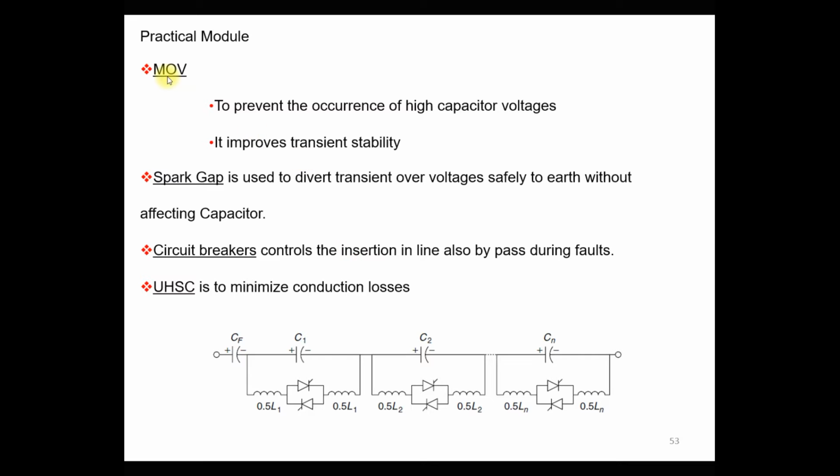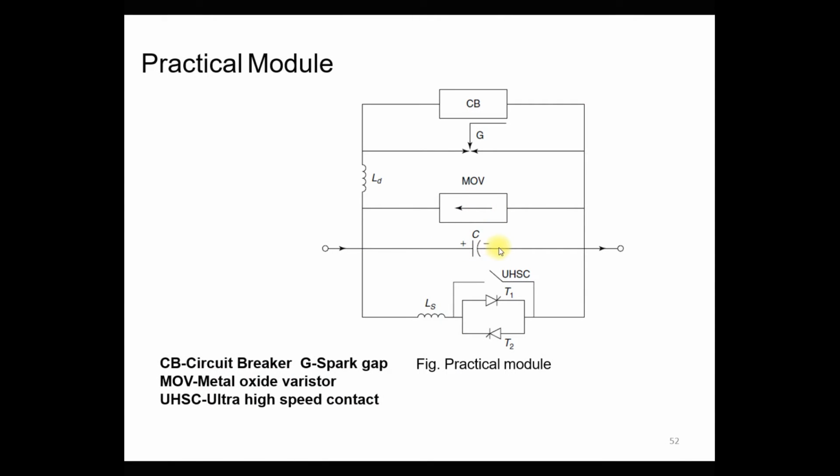First, the MOV, the metal oxide varistor, which is a type of non-linear resistor. It means that as the voltage across the MOV increases, the resistance of the MOV decreases, so that it reduces the voltage stress across the MOV. You can see that the MOV is connected in parallel with the capacitor.